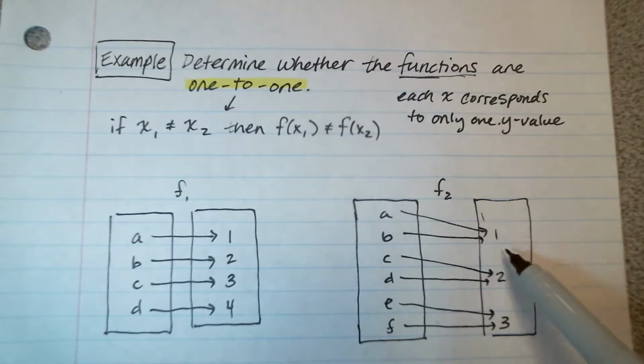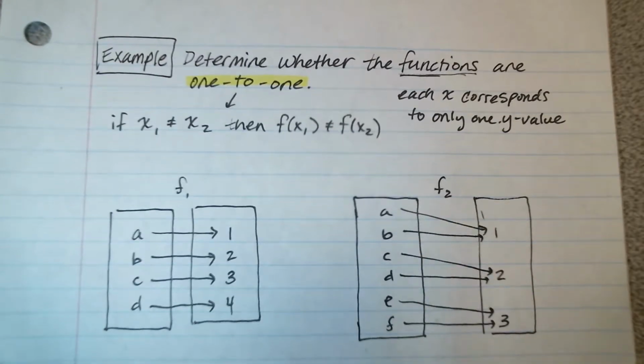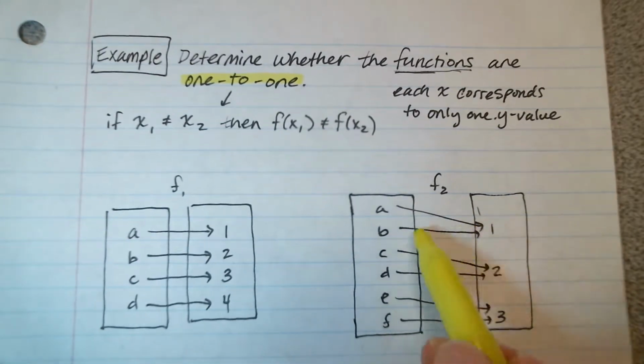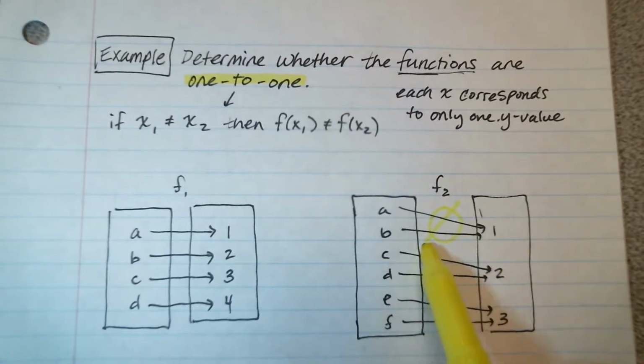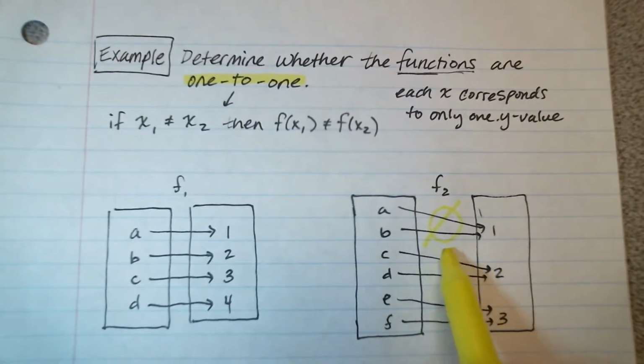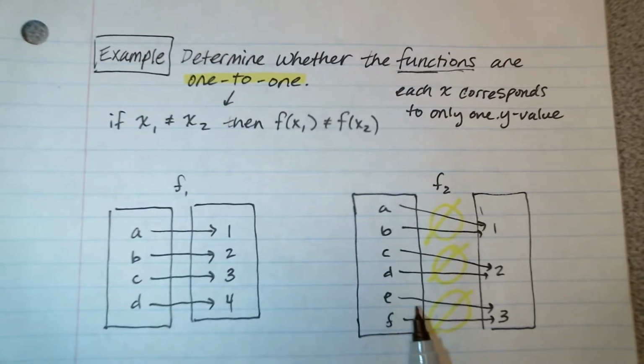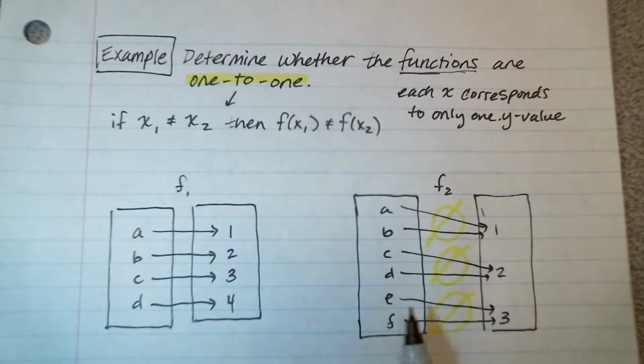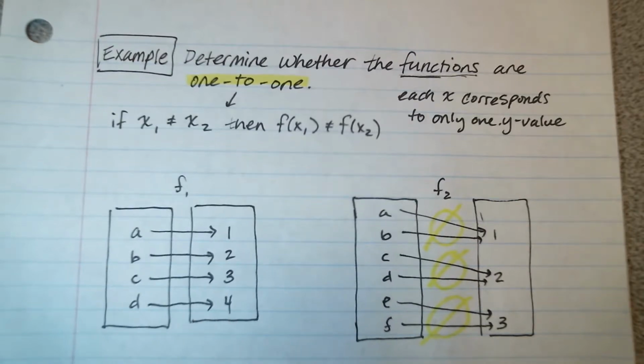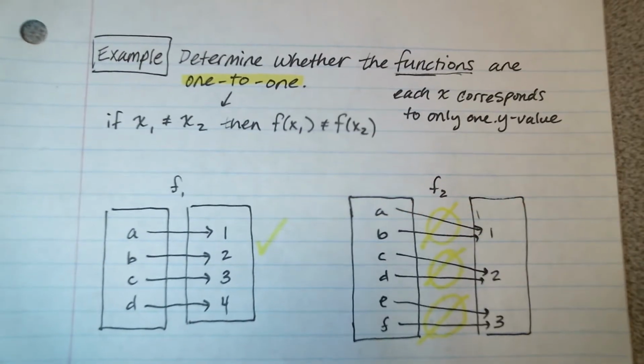The y value of 1, or the output value of 1, corresponds with two different input values, which means this is not one-to-one. It also happens several times during this function. So it is a function because each input corresponds with one output, but it's definitely not one-to-one. This, however, is definitely one-to-one.